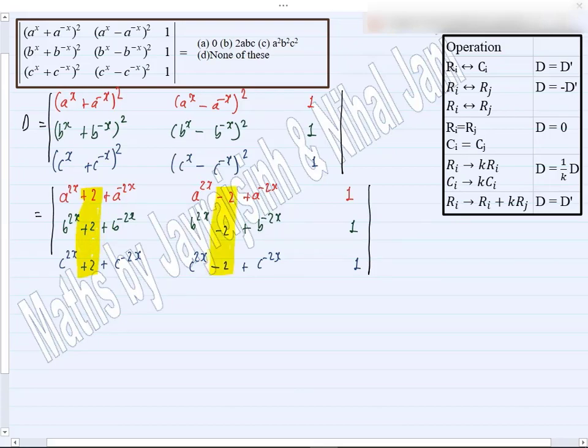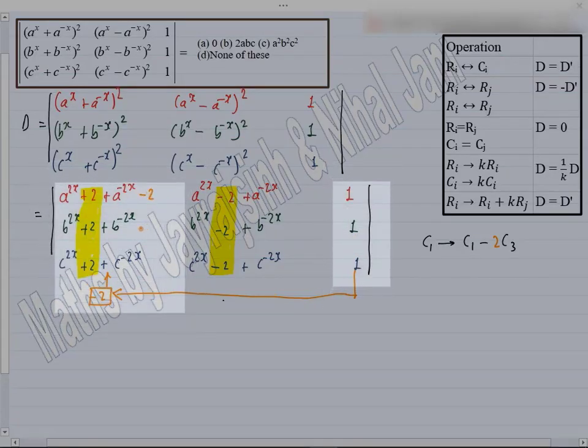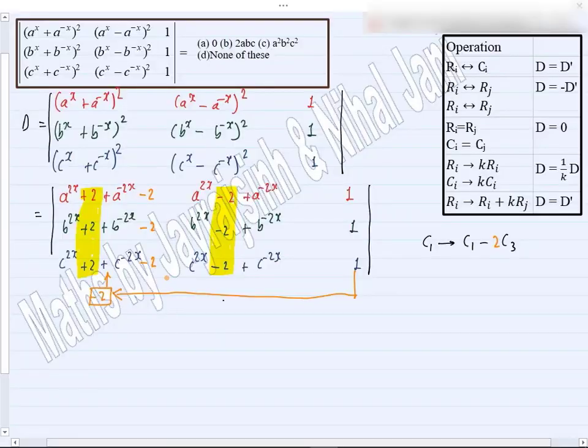and minus 2. We can eliminate this difference using a column operation. To remove this plus 2, we have to take C1 gives C1 minus 2C3. That means we have to multiply the third column with minus 2 and add into the first column. So 1 minus 2 is minus 2, minus 2 and minus 2. Similarly, we can eliminate this minus 2 using C2 gives C2 plus 2C3.